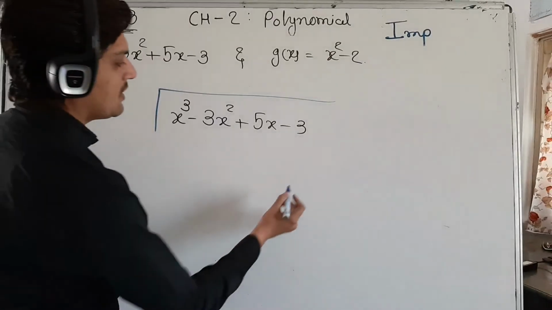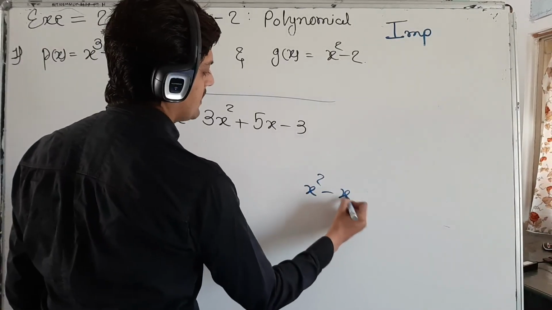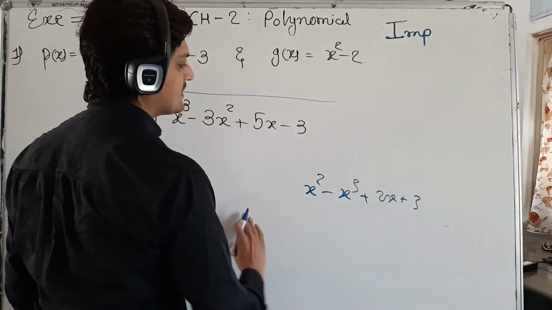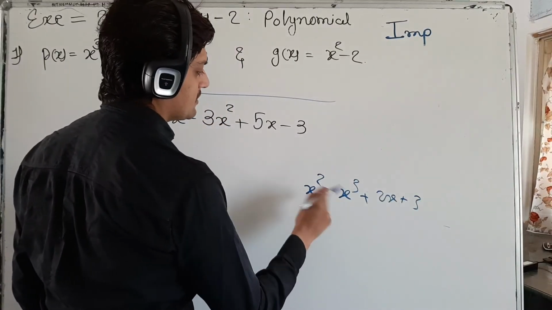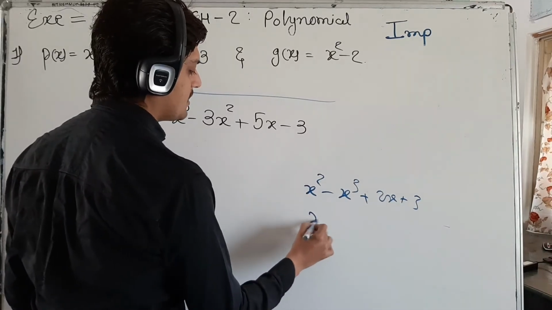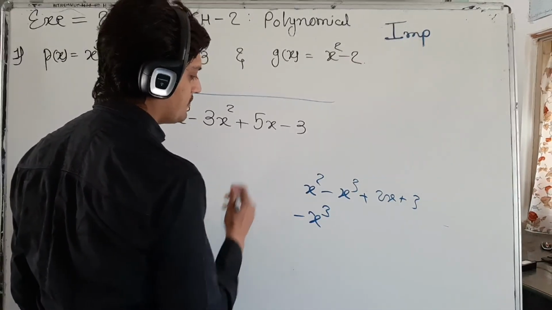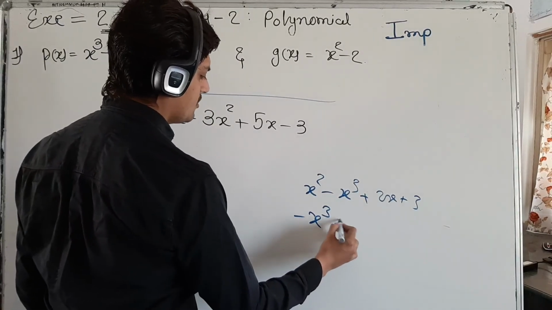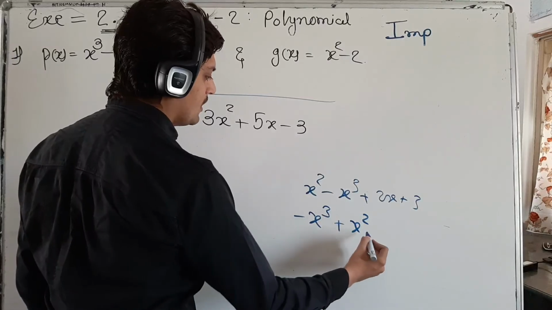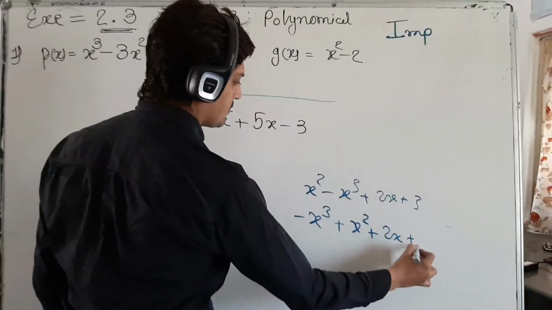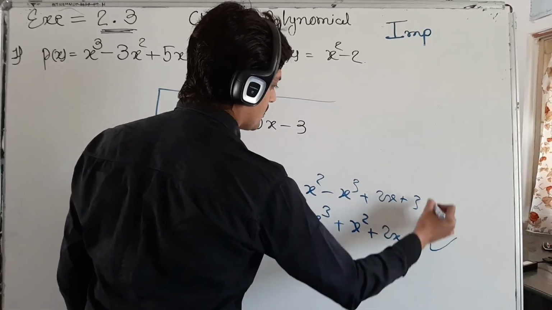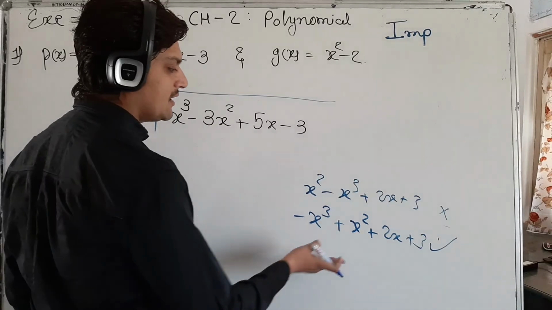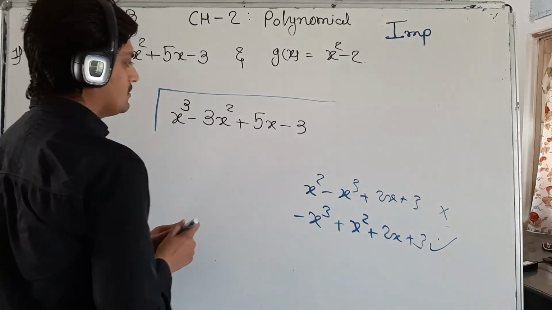Suppose a question is given like this: x square minus x cube plus 2x plus 3. See, this is the wrong format, 2 power then 3 power, so you have to arrange it like this: don't forget the sign, minus x cube plus x square plus 2x plus 3. This is the correct and right format, so you have to arrange it in this correct format. Don't forget this thing.